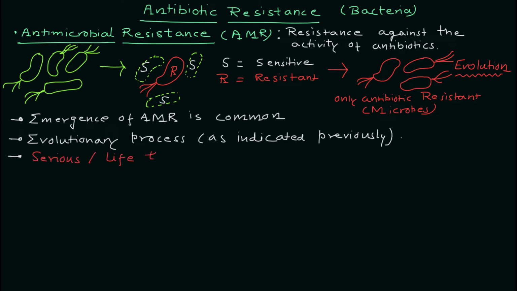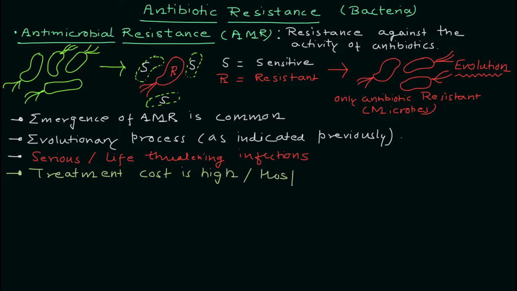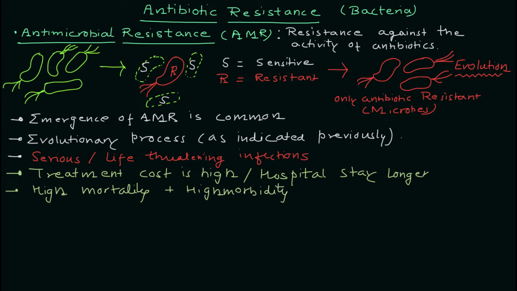Now, if an organism that is resistant against the antibiotic also causes infection in humans, what will happen in that case? It can cause serious life-threatening infections. That can become a huge issue, where treatment cost will be high and hospital stays will be longer because of the resistant infection. The cells will be hard to eradicate from the body. High mortality rates and high morbidity rates are going to be there because of these highly resistant antimicrobial strains.